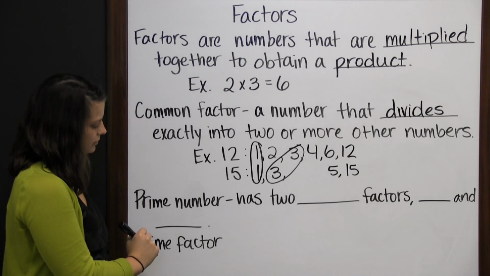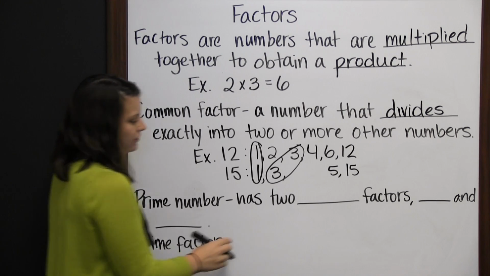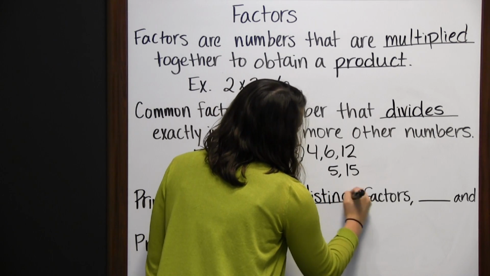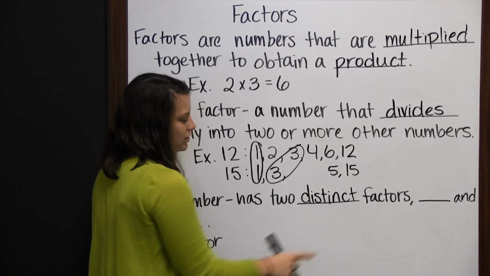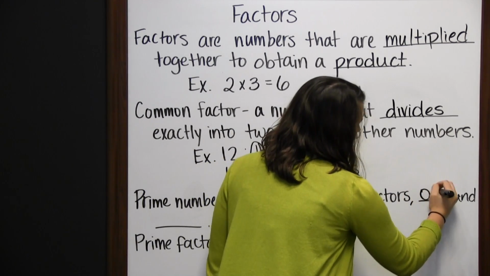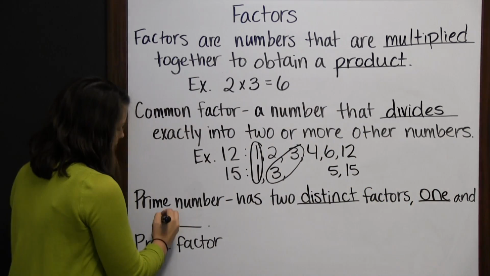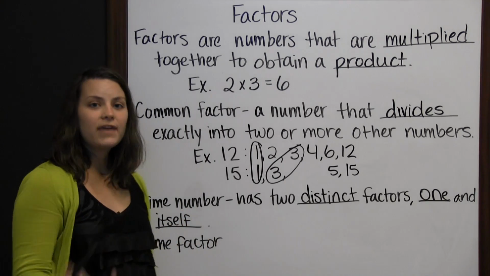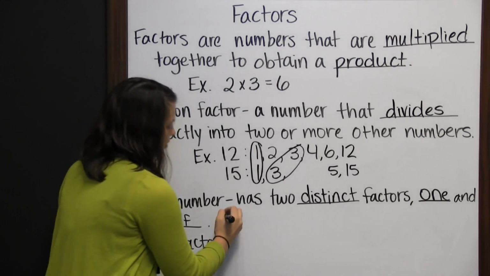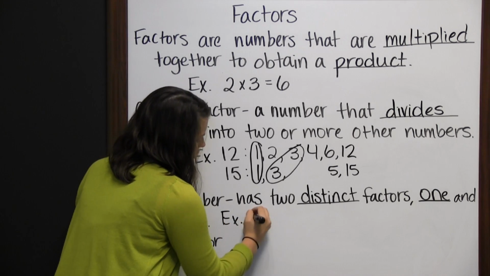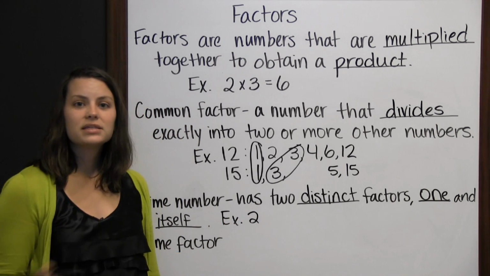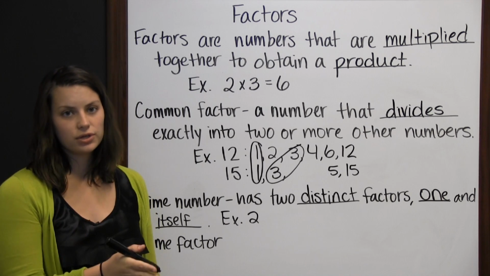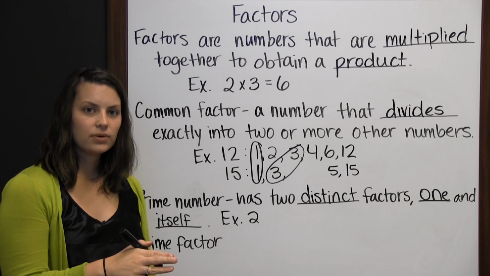Prime number. Prime numbers have two distinct, which means different, factors. 1 and itself. The very first prime number is 2. Because the only factors of 2 are 1 and 2. 1 times 2 is 2.